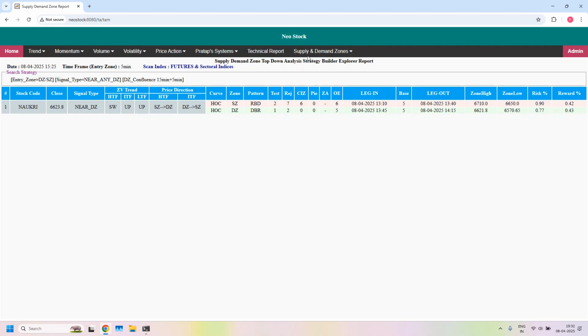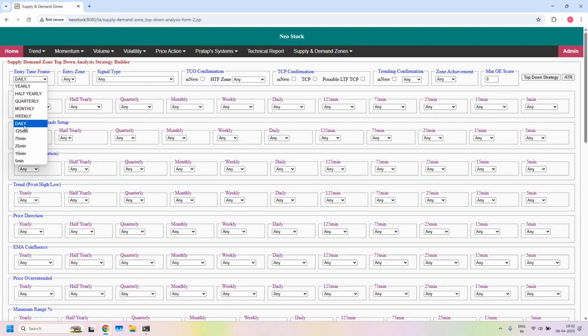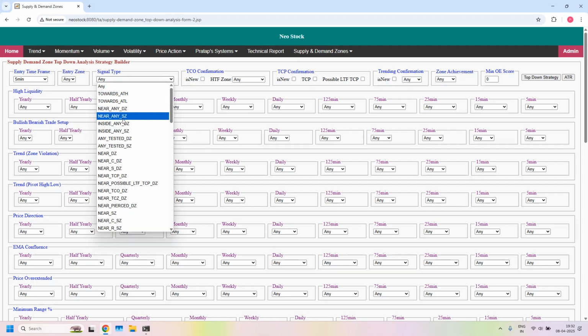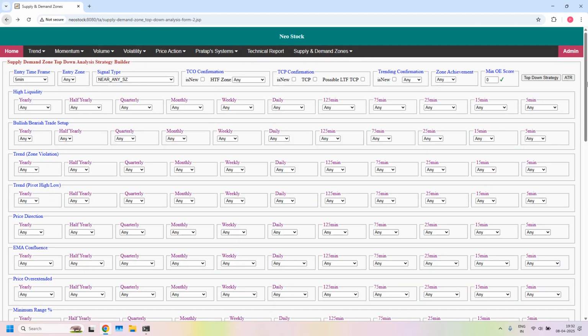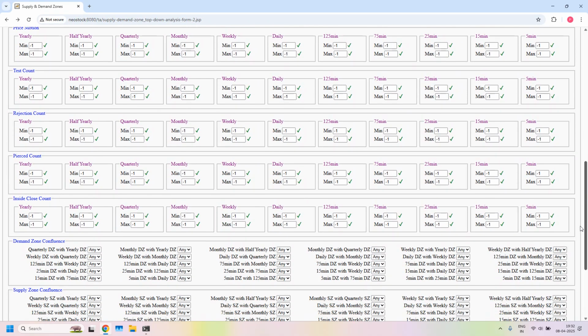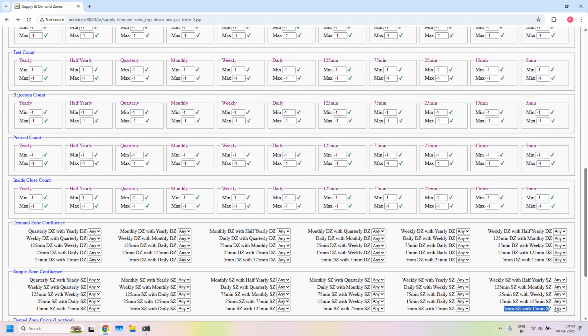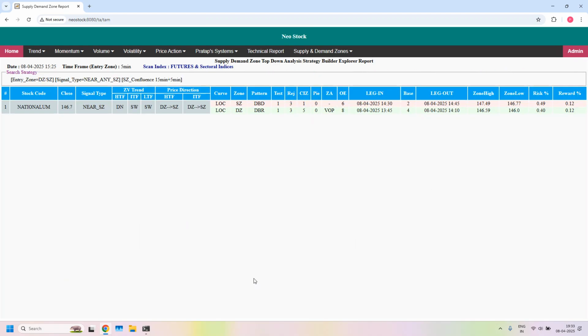Okay, next for 5 minutes time frame, stocks near 5 minutes supply zone. We got 8 stocks. Now let's filter based on 5 minute supply zone with 15 minute supply zone confluence. Okay, with this filter, we got 1 stock. So this is about stocks near demand and supply zones for different time frames.